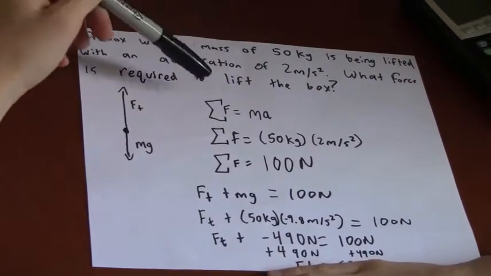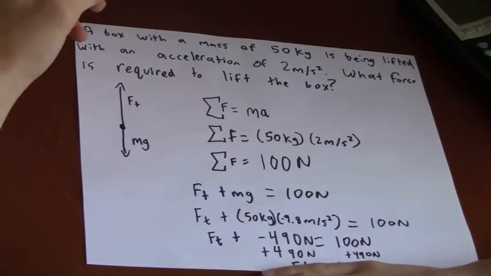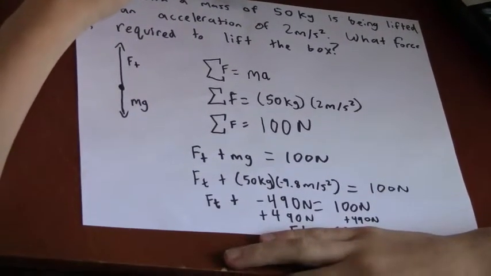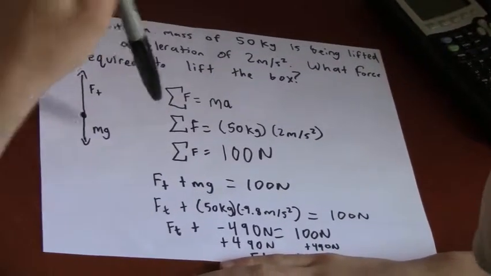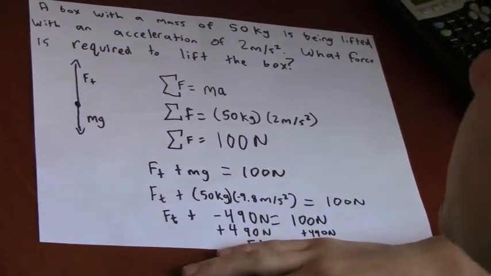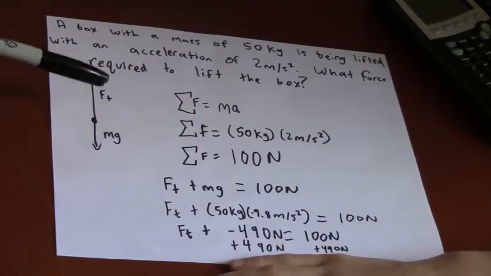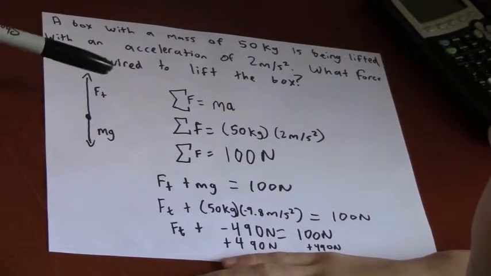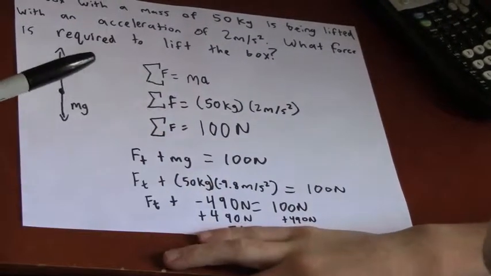And thanks to Newton's second law, we know that the sum of all forces is equal to mass times acceleration. The mass being 50 kilograms and the acceleration being 2 meters per second squared. So we plug that into the equation and we get the sum of all forces equals 100 newtons. Now what exactly does the sum of all forces mean? Well, that means when you add up all the forces. And in this situation we have two forces, tension force and mg. So if we add them together, they have to equal 100 newtons.